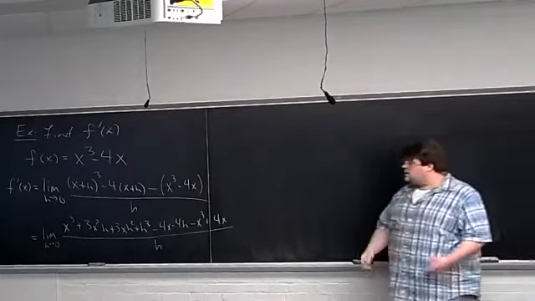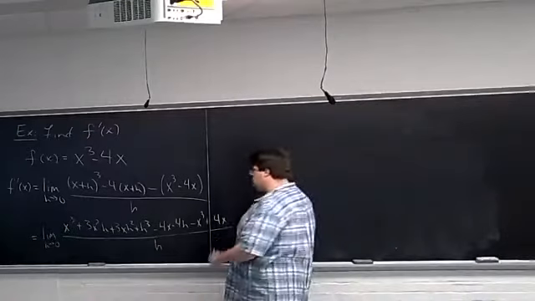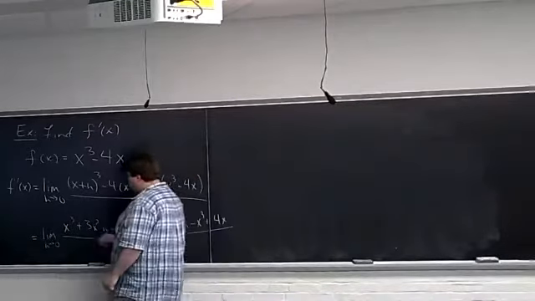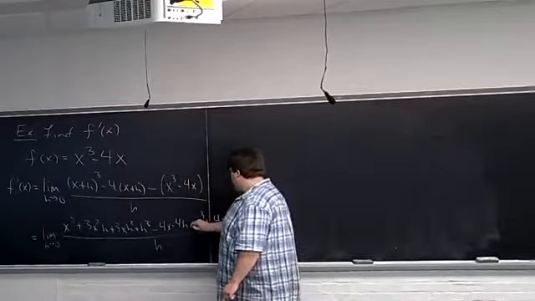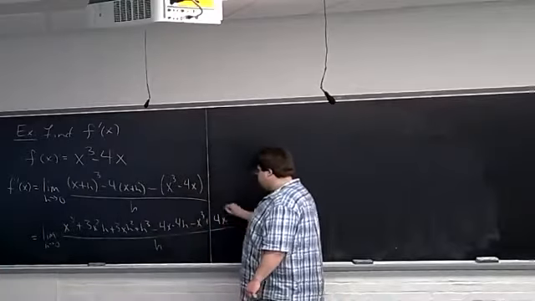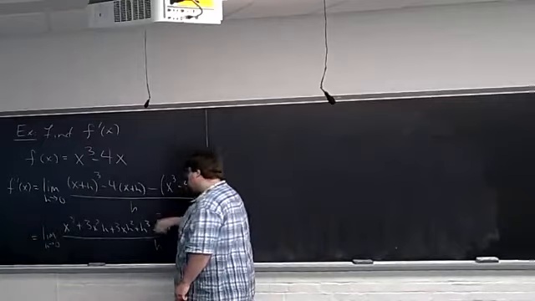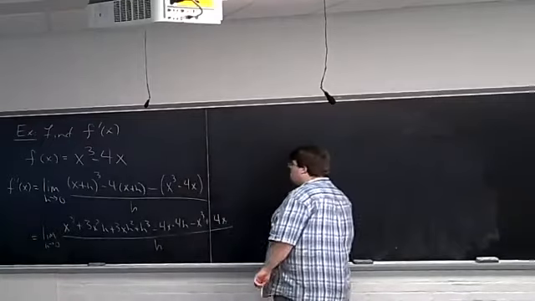Well, how can we solve this? Well, we can't substitute yet, we get 0 over 0, but we can observe there's much canceling. X cubed, negative x cubed, cancel. Positive 4x, negative 4x, cancel. And what are we left with?